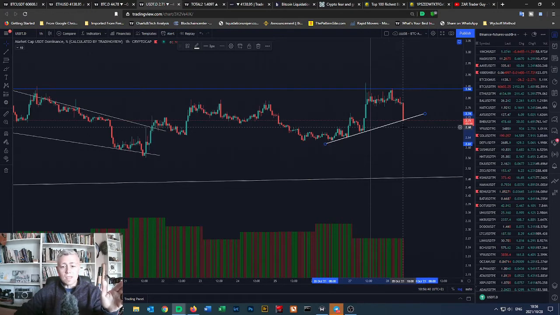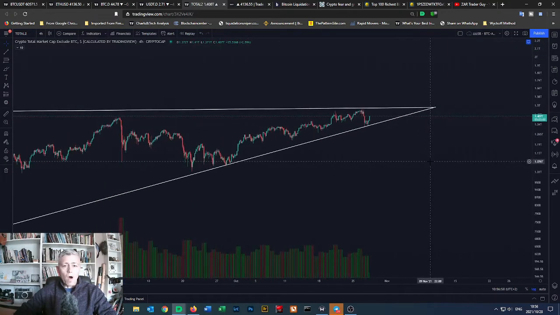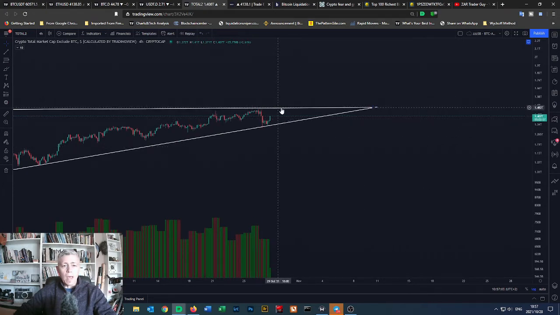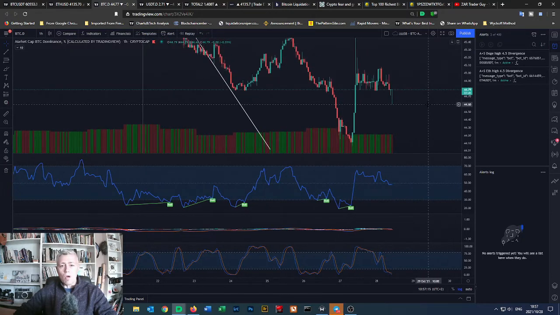And a lot of predictions are saying that by the end of October, we're 2-3 days from the end of October, Bitcoin is going to hit 63,000 again. I'm not so sure, but anything could happen. Looking at total two, this is the crypto cap of all of the crypto excluding Bitcoin. We're seeing a huge move up, and if we see a break of this trend line going up, we're going to see altcoins running.